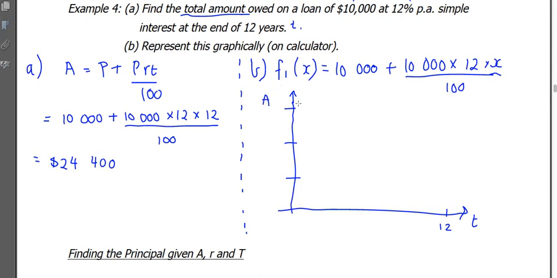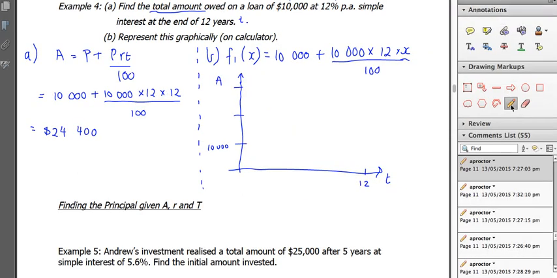Here's our final amount on the y-axis, the time on the x-axis. It starts off at $10,000, and over at where time was 12, we calculated that over here. The A value, the total amount, was 24,400. So if that's 10,000, that's 20, about halfway. And then down there. And you can label that.